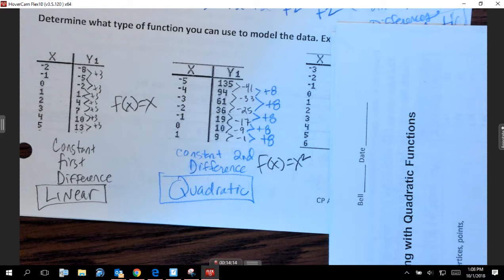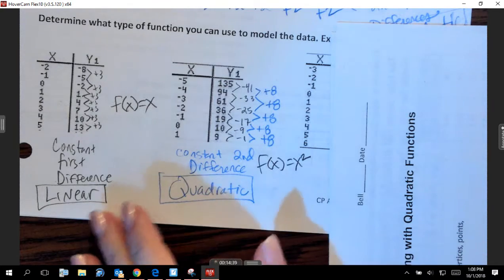The first one was linear, because we had the first constant difference, and they were all the same number. So that would be linear. The second one, we did the first difference, and they were not constant, so we did a second difference, and they were all plus 8. So that was quadratic. So linear is f of x is x to the first. Quadratic ends up being x squared.